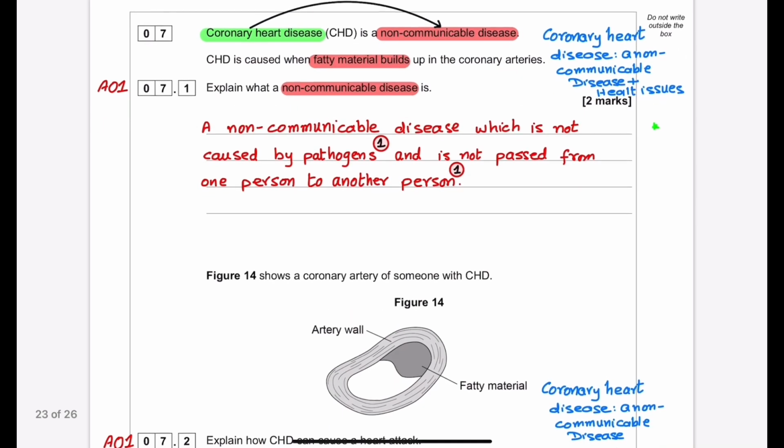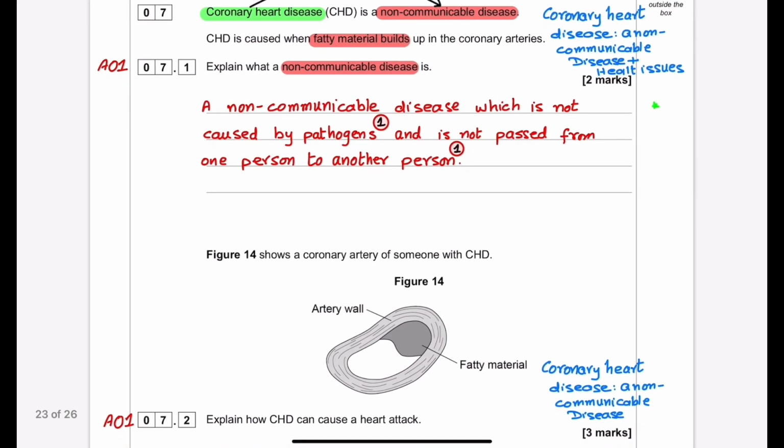Figure number 14 shows a coronary artery. An artery has been shown, a coronary artery within the heart of someone with CHD. It has a disease here. The person is suffering with the problem. This is the artery wall, and this is the fatty material present in the artery.